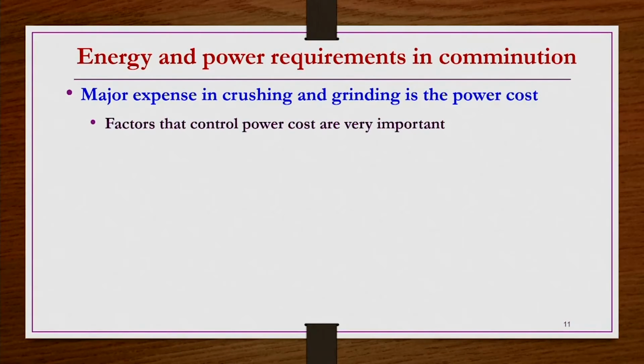Like that, you can see many other equipment also. There are heavy parts which need more power for operating than is required for the actual size reduction. That is the reason the major expense in crushing and grinding is the power cost, and that is why the factors that control power cost are very important. One has to find out what forces control the power cost, and accordingly tune the parameters so that the power expenses can be reduced.